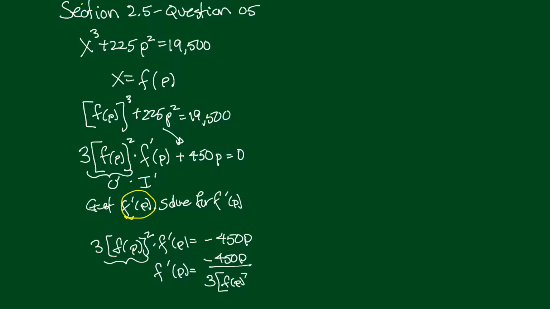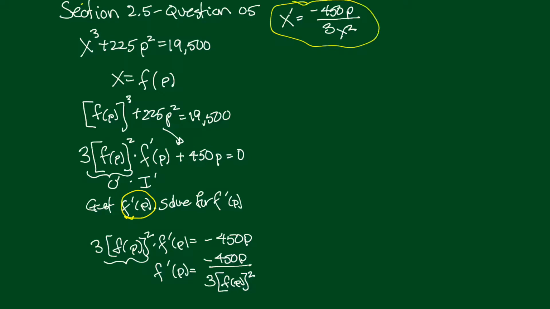Now I'm going to go back and replace f of p with x, because back here, right up at the top left, x was equal to f of p. So let's go and replace that. So we're going to have this. So we're going to have x prime is equal to negative 450p all over 3x squared.